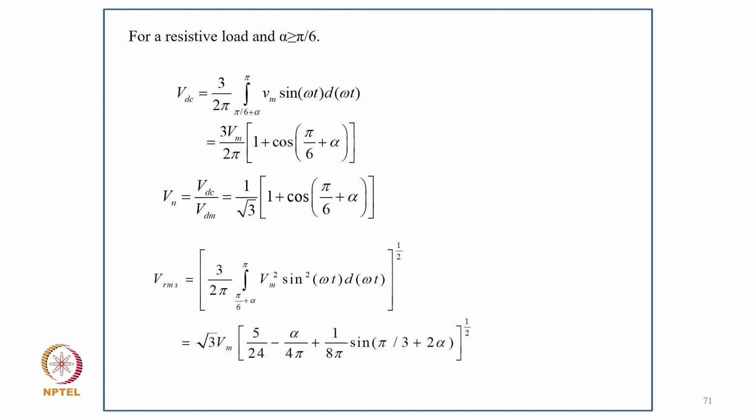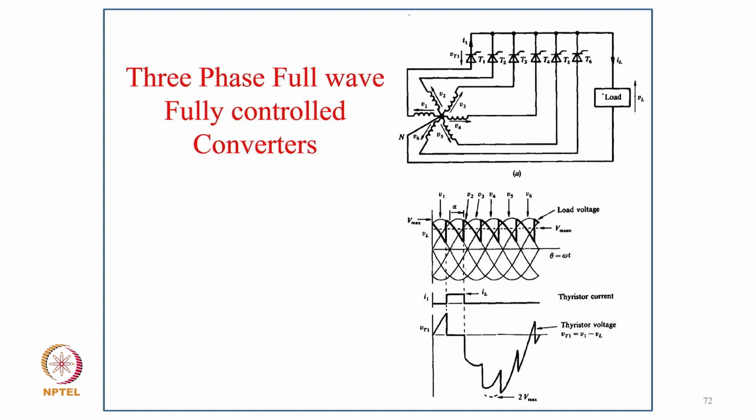Then for resistive load and alpha greater than pi by 6, VDC equals 3 upon 2 pi, integral from pi by 6 plus alpha to pi of Vm sin omega t d omega t, equal to 3 Vm upon 2 pi in bracket 1 plus cos pi by 6 plus alpha. The normalized DC voltage Vn equals Vdn, that is 1 by root 3 in bracket 1 plus cos pi by 6 plus alpha. And VRMS, in bracket 3 upon 2 pi, integral from pi by 6 plus alpha to pi of Vm square sin square omega t, to the power half, becomes equal to root 3 Vm in bracket 5 by 24 minus alpha upon 4 pi plus 1 upon 8 pi sin pi by 3 plus 2 alpha, to the power half.